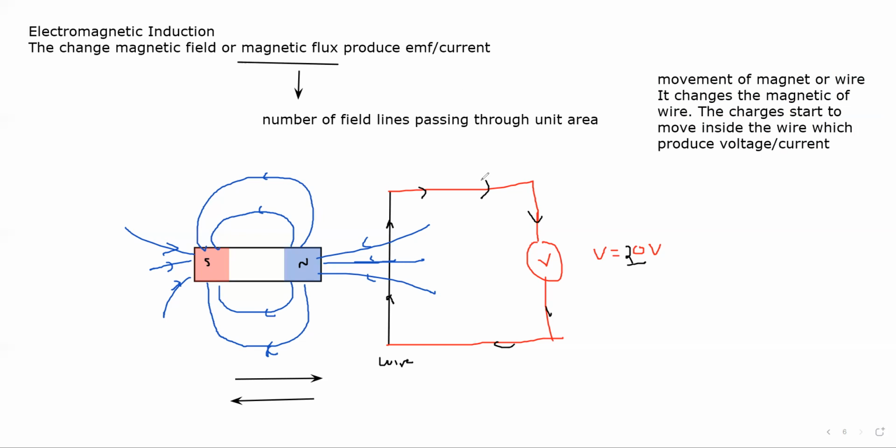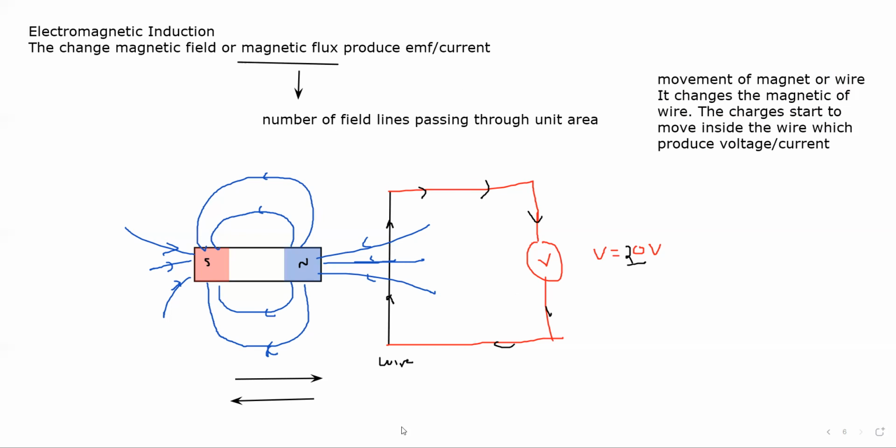And due to this change in magnetic field, the charged particles inside the wire, which is made of metal, move, and they have voltage, meaning work done per unit charge or energy per unit charge, and it will produce a current.